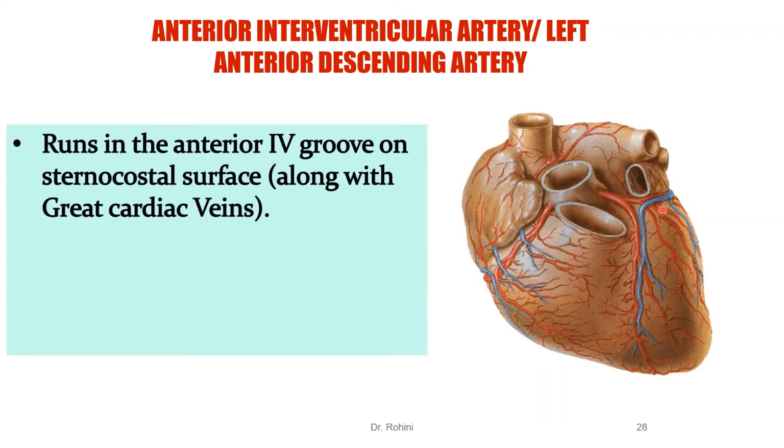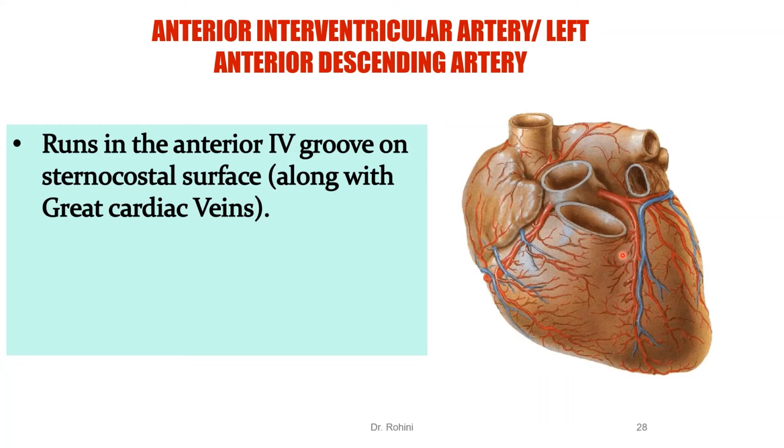So left coronary artery is this one. It gives anterior descending. We call it LAD, left anterior descending. This runs in the anterior interventricular groove on the sternocostal surface, along with which vein? What is this vein here called as? Great cardiac vein. So again, the contents of anterior interventricular groove.